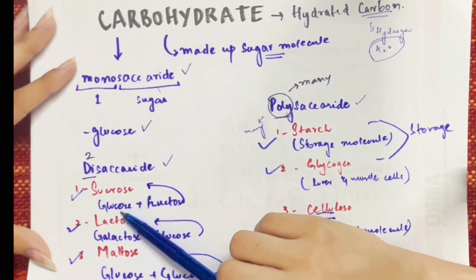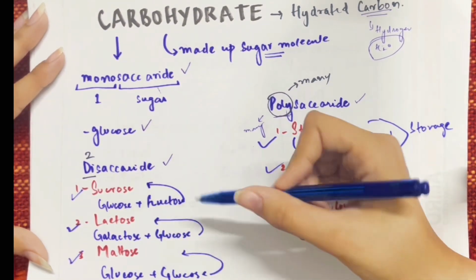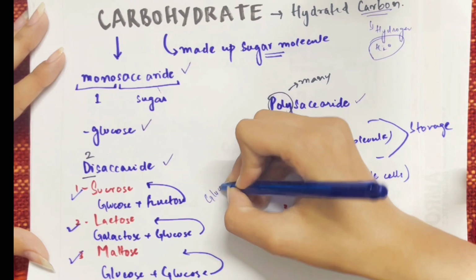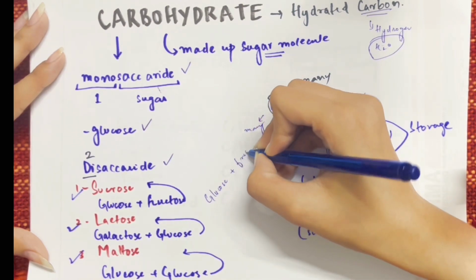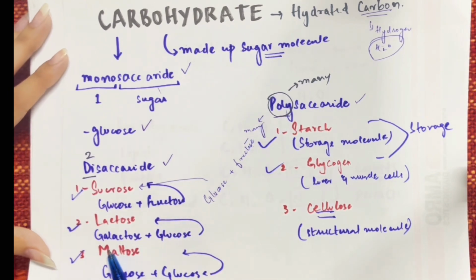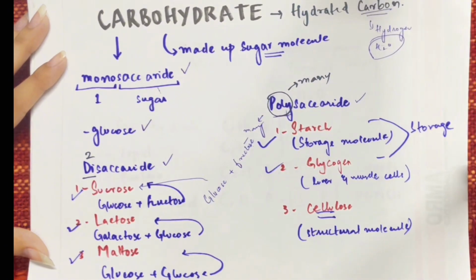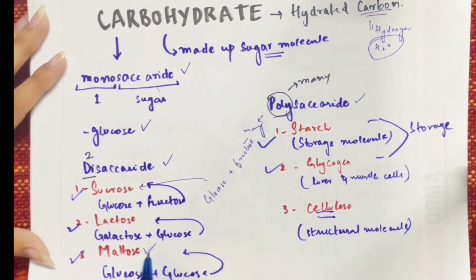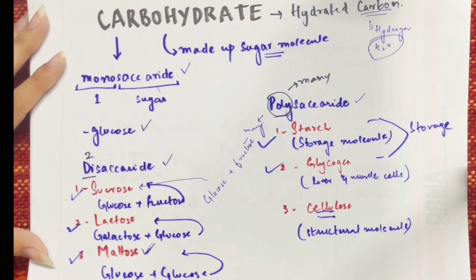So sucrose is formed when glucose and fructose are joined together. When glucose and fructose are combined together, it gives us sucrose. When galactose and glucose join together, it gives us lactose. And when glucose and glucose molecules join together, which means the monomers of glucose join together among themselves, they give us maltose. This is the sugary content.